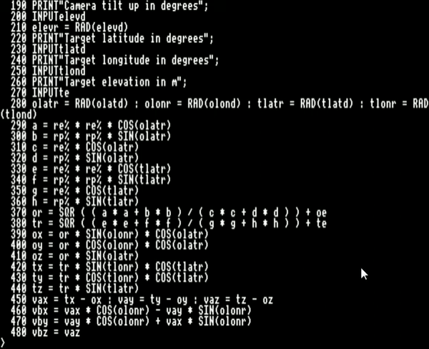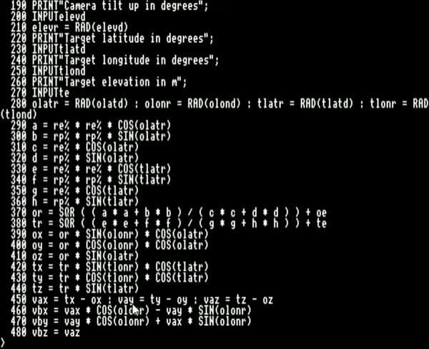Vector A, x, is tx minus ox. It is how far... I think it's 90 degrees west. Brazil? I think Ecuador's further than that. So yes, how far in the direction from the east coast of Brazil to, I guess, somewhere in Thailand or Burma or something, Indonesia-ish, the target is from the observer.